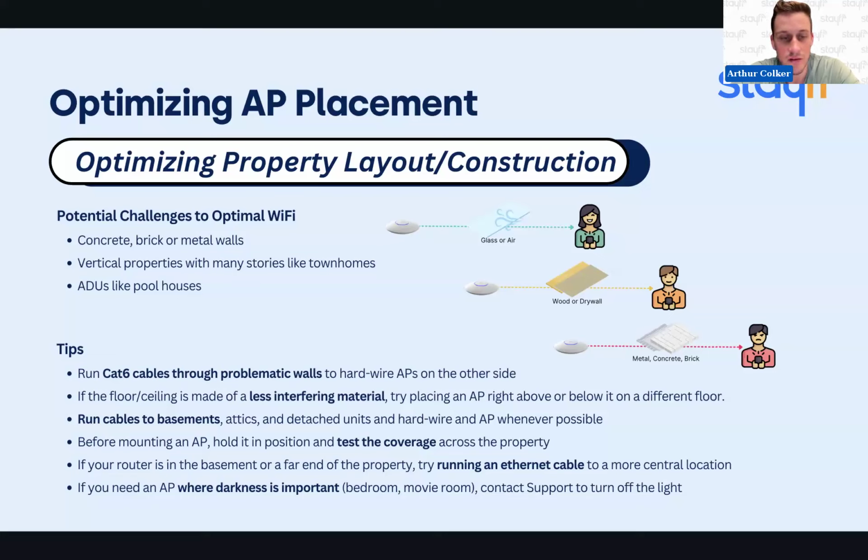And then if your router is in a basement or far end of the property, consider getting a much longer Ethernet cable than we provide and running it to a more central location so you can broadcast from there. So there's lots of things you can do to try to get around types of materials that are very hard to broadcast through, but I know it is a very challenging scenario and there isn't always an easy solution other than running a cable or buying multiple access points to achieve the coverage you'd like.